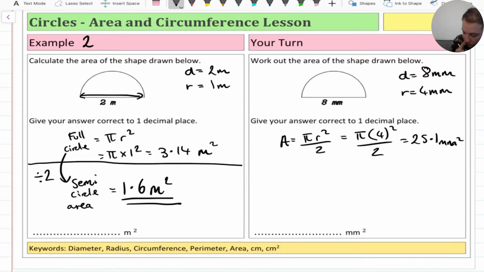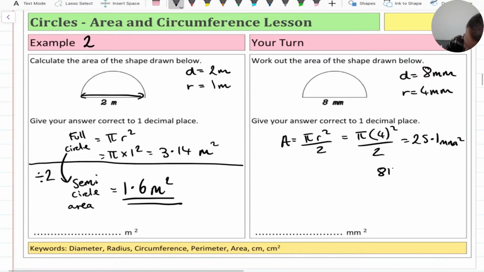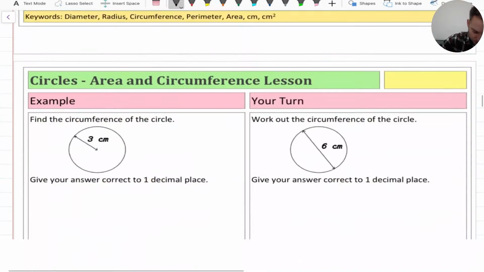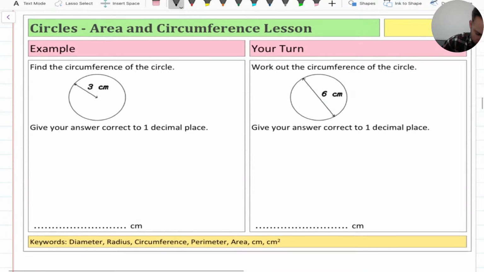If we were to do this in terms of pi, it'd be 16 pi divided by 2, which is 8 pi. That's non-calculator. Just getting into the good habits. Brilliant. Okay, so we've done those two. So this one's a little bit different. This is example 4, is it now? Example 4.